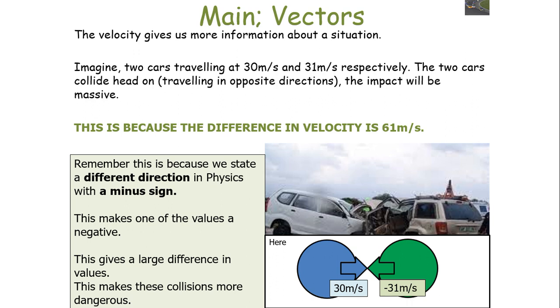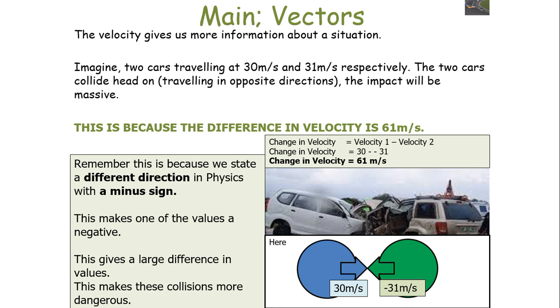Now, it doesn't make a difference which value we give a negative sign, but let's just say the one on the right is a negative. So therefore, if we say one has a velocity of 30 meters per second, and one has a velocity of minus 31 meters per second, that gives us a difference in velocity of 61 meters per second. But it would only be 1 meter per second if we were considering speed, but this is why head-on collisions are very dangerous, because there's a large difference in the values because one of them is in a different direction, so it's a negative sign. So we can work it through like that.